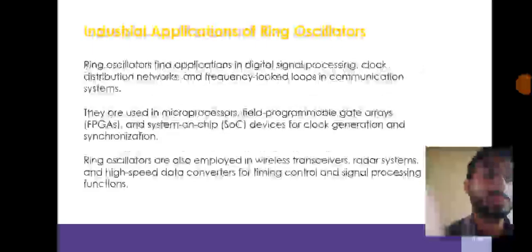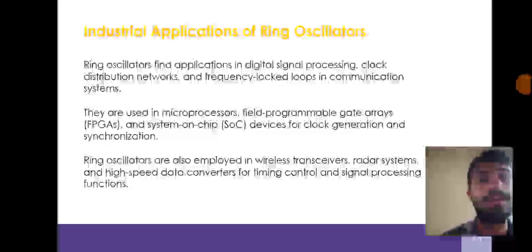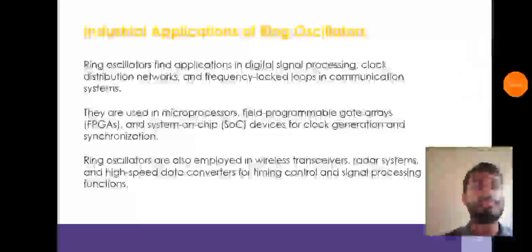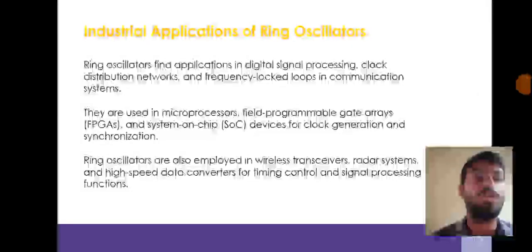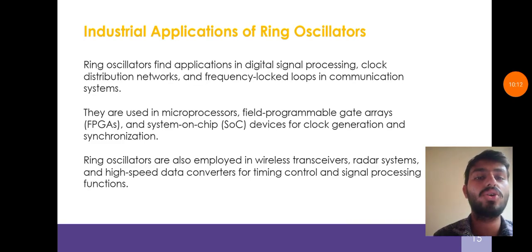Industrial applications of ring oscillators. Ring oscillators find applications in digital signal processing, clock distribution networks, and frequency locked loops in communication systems. They are used in microprocessors, field programmable gate arrays, and system on chip devices for clock generation and synchronization. Ring oscillators are also employed in wireless transceiver radio systems and high-speed data converters for timing control and signal processing functions.